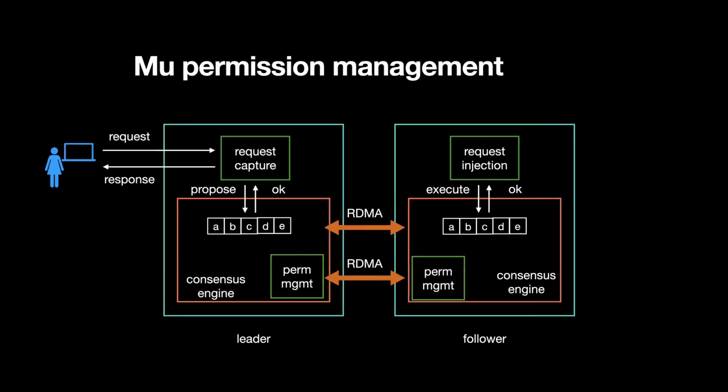So a simple permission management module is added to the consensus engine, which handles the permission requests and switches over permissions from one leader to another. The permission management module communicates using a separate RDMA connection or a queue pair. That is a design idea so that the permission management requests are not interfering with the replication requests going on in the system.